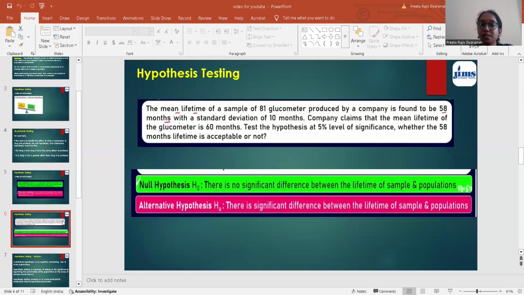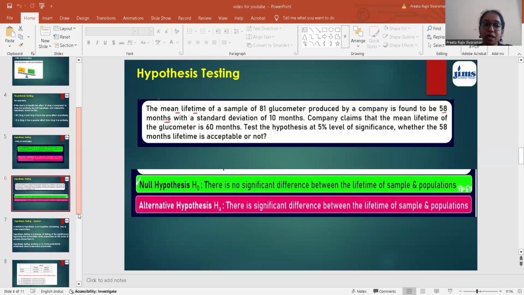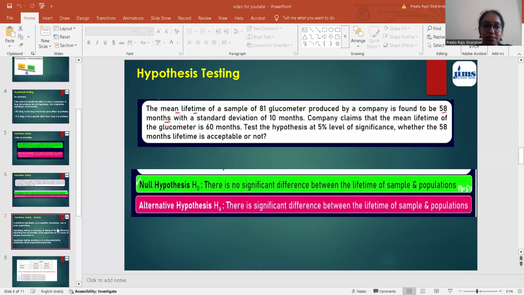Okay, now see this example. This is a typical example. If we read the example here, we can see that the null hypothesis is written that there is no significant difference between the lifetime of the sample and the population. Because for hypothesis testing, we take the samples and make the test on the samples so as to derive a conclusion on the population. So that is the main basis of hypothesis testing.